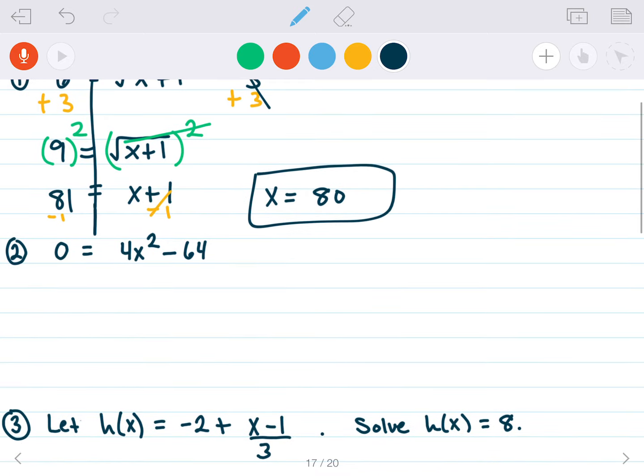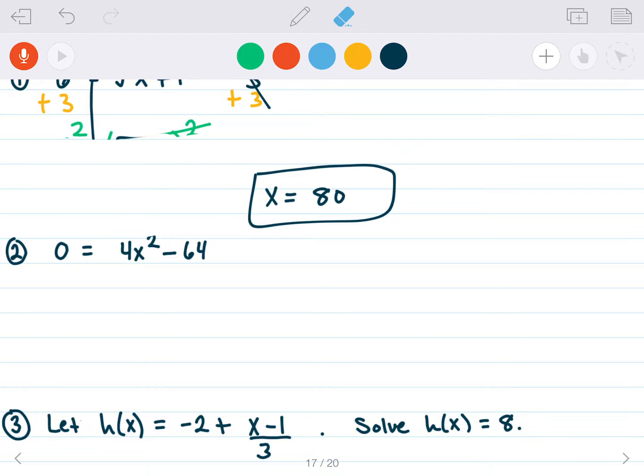Okay, let's look at this next one. Maybe I'll erase some of this to just clean it up a little bit.